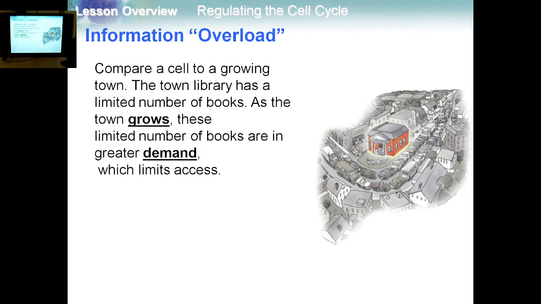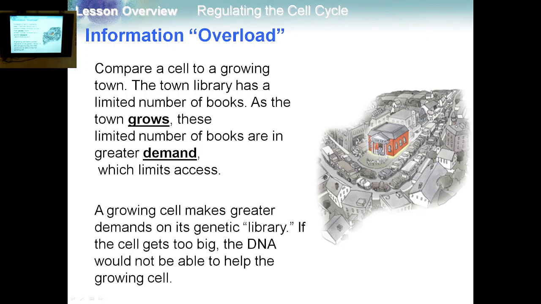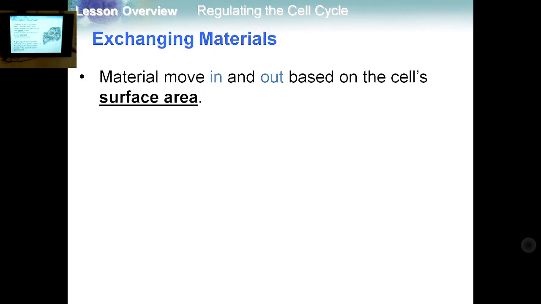The limited number of books are in greater demand, which limits the access of the population to the books. A similar thing is happening inside the cell. The cell needs more DNA, and that will limit the access of the cell's components to the DNA. So a growing cell makes greater demand of the genetic library. If the cell gets too big, the DNA wouldn't be able to help the growing cell.